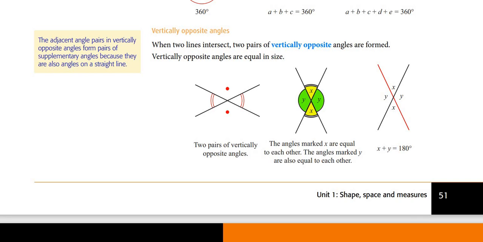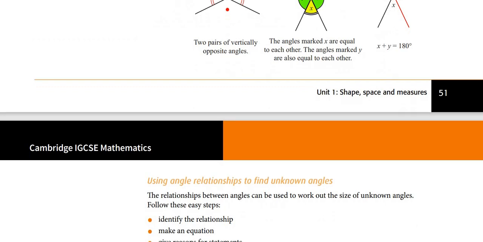When two lines intersect, two pairs of vertically opposite angles are formed. For example, we have this straight line over here and these lines. Both lines intersect. So you have the angles with the dots that are equal, and the angles to the left and to the right that are equal. Here it says vertically opposite angles are equal in size. X is equal to x, y is equal to y, because I have two lines that intersect at one point. When two lines intersect, they form two pairs of vertically opposite angles. So these are definitions you should know.